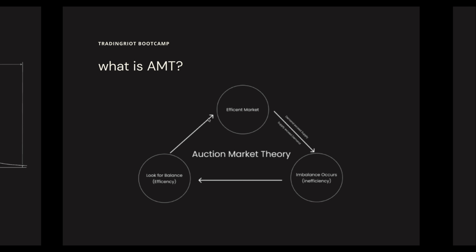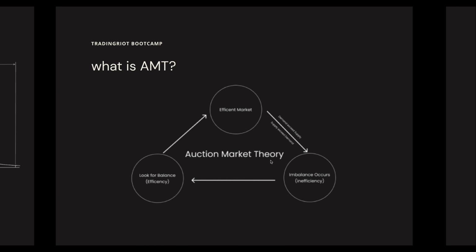You have these efficient markets, which are markets that are in balance. Then you have this supply and demand imbalance, where either demand exceeds the supply or supply exceeds the demand, which creates the inefficiency, and markets then are on their way to seek a balance. Okay, so this is this kind of circle that keeps happening in the markets.